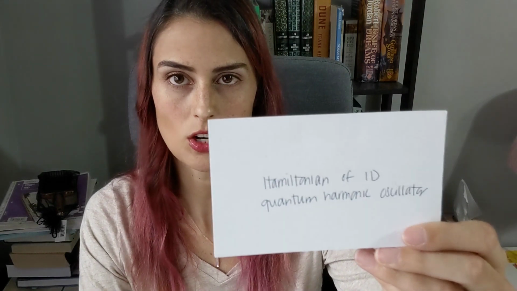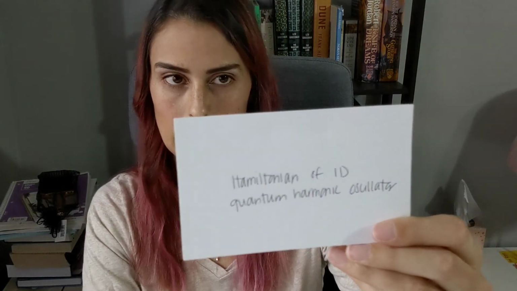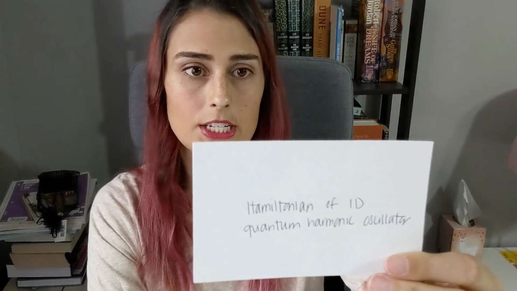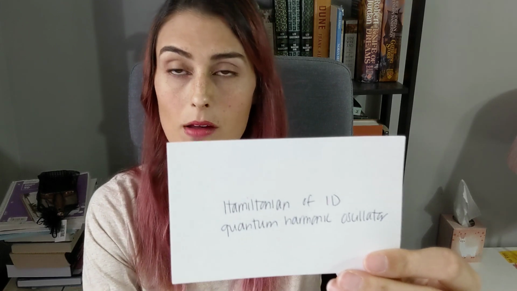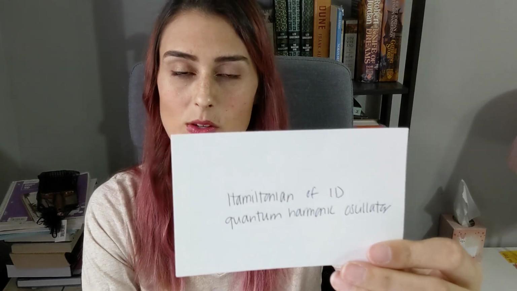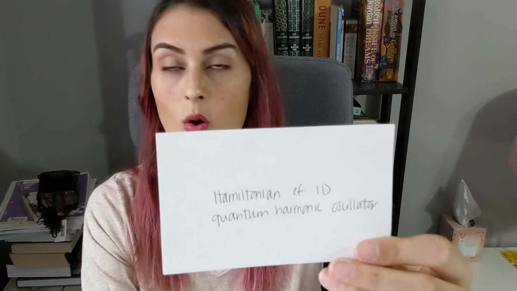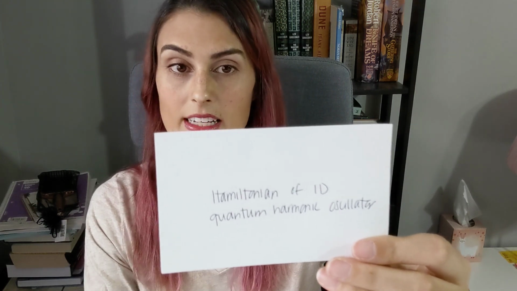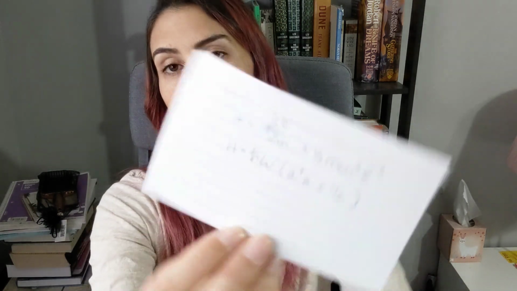Hamiltonian of the one-dimensional quantum harmonic oscillator. This is H equals p hat squared over 2m plus 1/2 m omega squared x hat squared, or H equals h bar omega times (a dagger a plus 1/2).